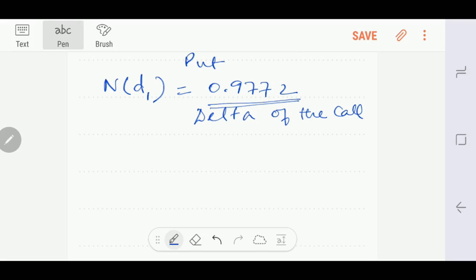And if the stock price falls by 1 unit, the call option will also change by 0.9772 units. For the put option, the delta is going to be the absolute value of 0.9772 minus 1, and this is going to give us an absolute figure of 0.0228. So you can see that for the put option in this case, the delta is fairly close to 0.